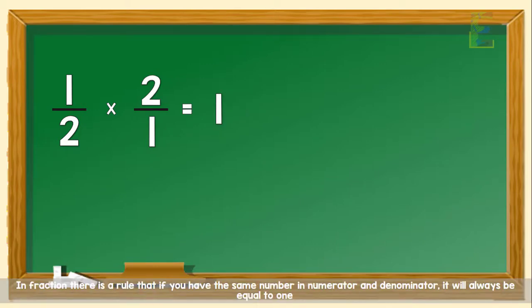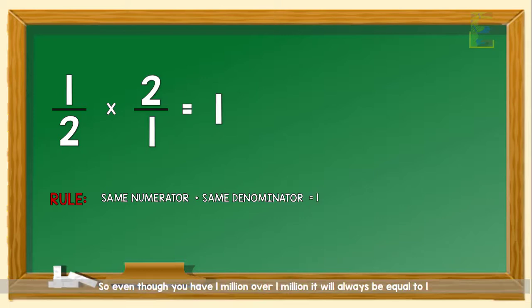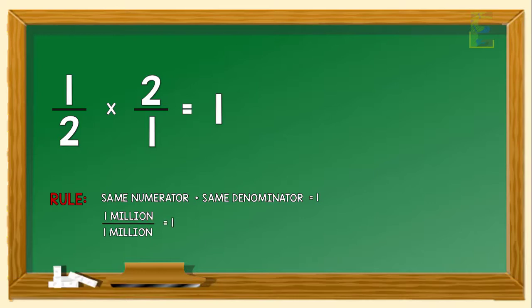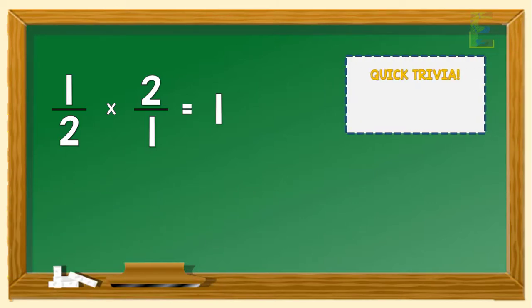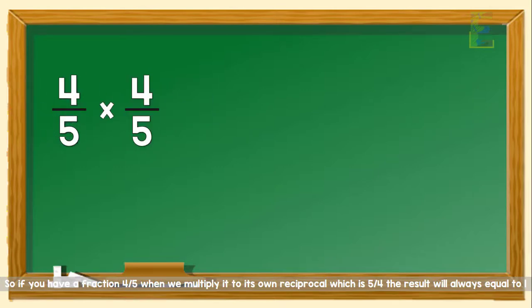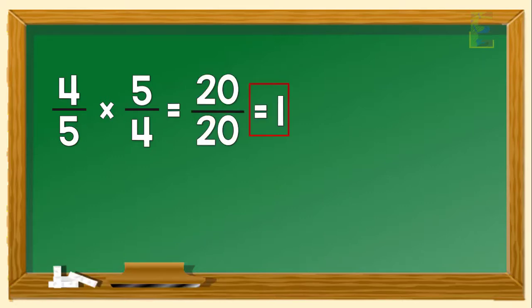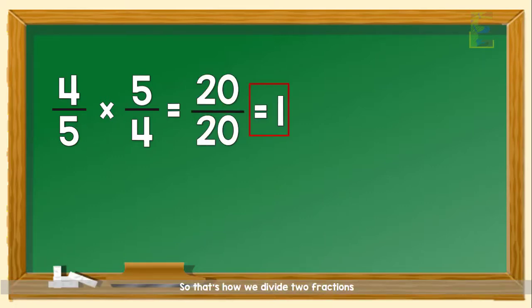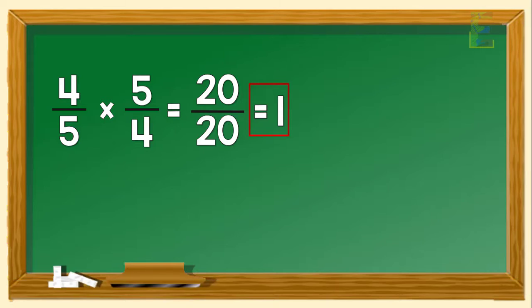In fractions, there is a rule that if you have the same number in the numerator and denominator, it will always be equal to 1. So even though you have 1 million over 1 million, it will always be equal to 1. Quick trivia: any fraction multiplied by its own reciprocal will always give you 1. So if you have a fraction 4 over 5, when multiplied by its own reciprocal, which is 5 over 4, the result will always be equal to 1. So that's how we divide two fractions.